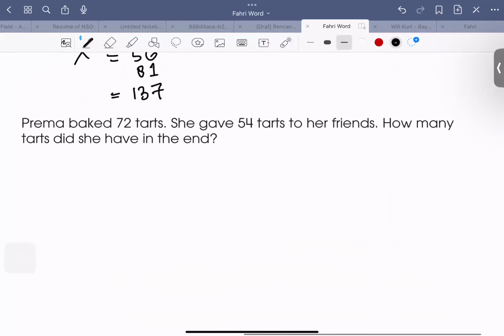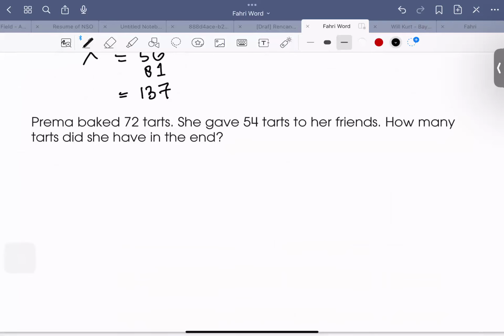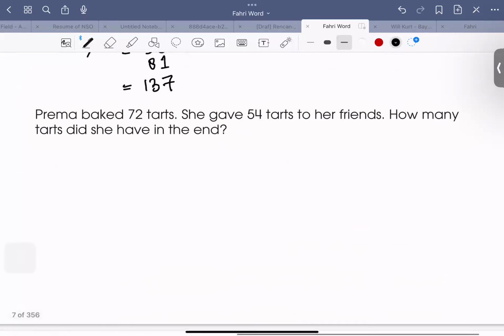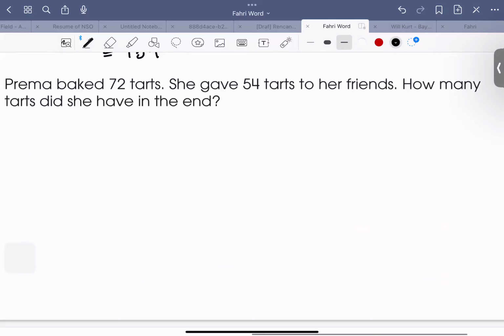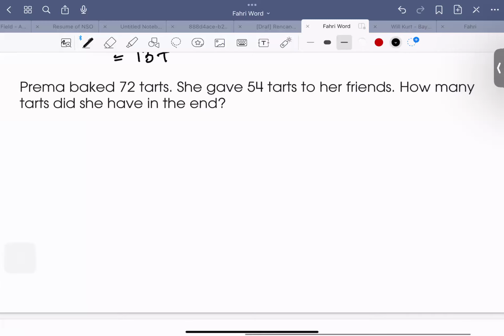Now let's go to the next question. Prema baked 72 tarts. She gave 54 tarts to her friends. How many tarts did she have in the end? Addition or subtraction problem? Subtraction. Cool.